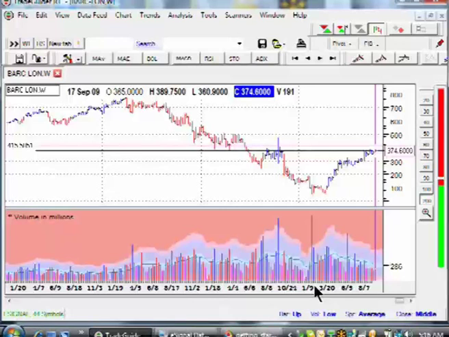So, we have heard from Tom Williams that it's important to trade using multiple time frames, and in this example we're going to look at a stock. The stock is actually Barclays, and it's traded on the London index. We're going to start off by looking at the weekly of Barclays.